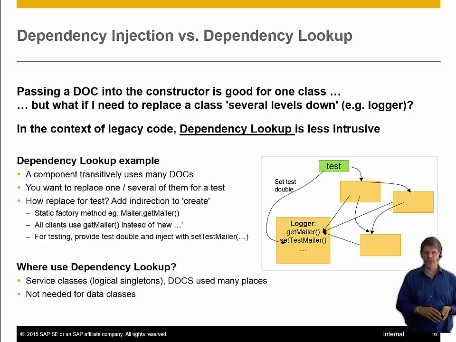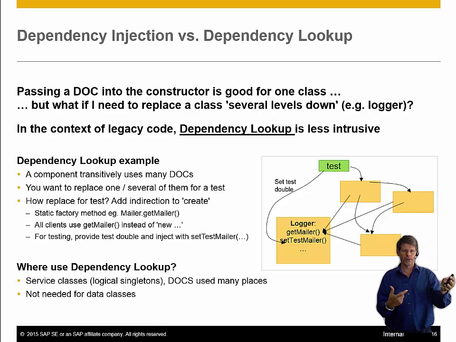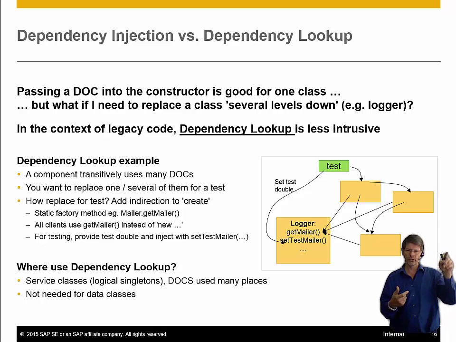So where would you use this dependency lookup? Well, you would use it for service classes that only exist once in a system, so logical singletons, and also dependent on components that are used many places. If you have many places that use something and you want to replace it, and for every test this is a problem, then of course you want to be able at one point to say, I don't want any of these. I want all logger calls to go to my fake logger. I want all the mailer calls to go to my test double and so forth. So they all need to go to this indirection.